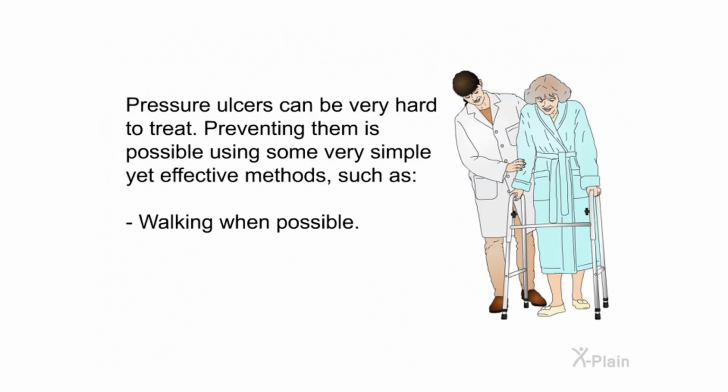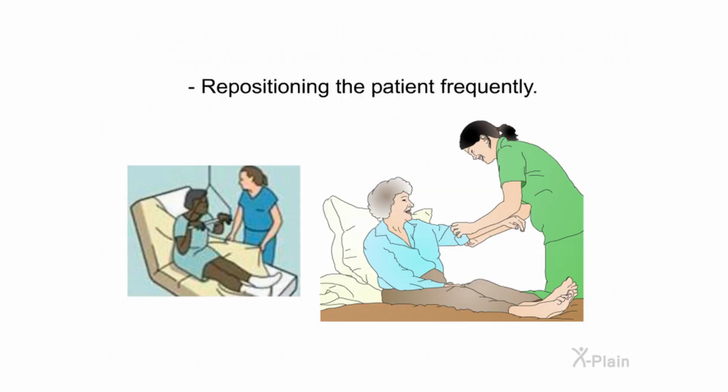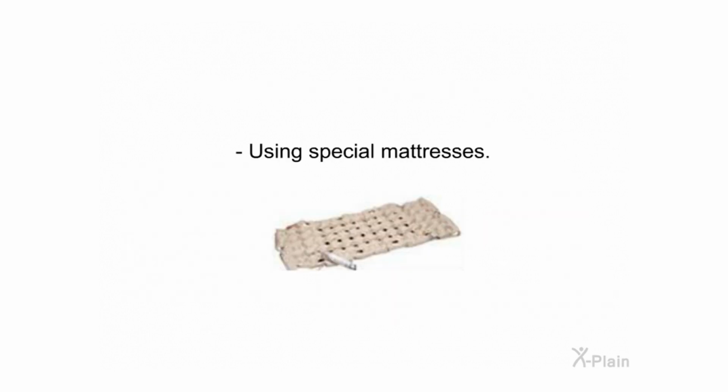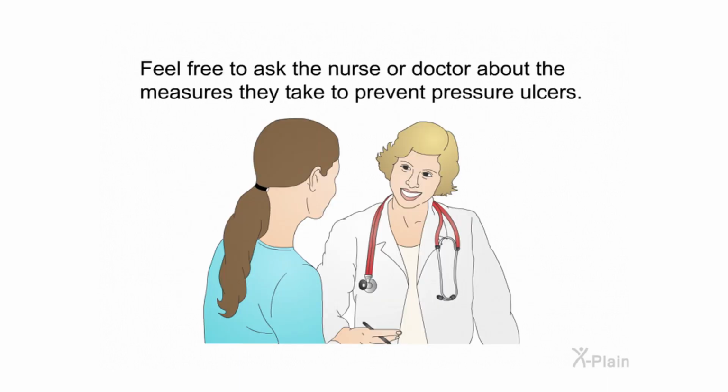Summary. Pressure ulcers can be very hard to treat. Preventing them is possible using some very simple yet effective methods, such as walking when possible, shifting positions in the bed or wheelchair, repositioning the patient frequently, using special mattresses, placing pillows between the legs. Feel free to ask the nurse or doctor about the measures they take to prevent pressure ulcers.